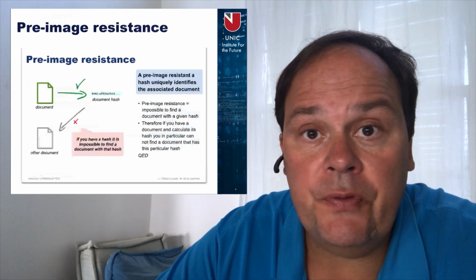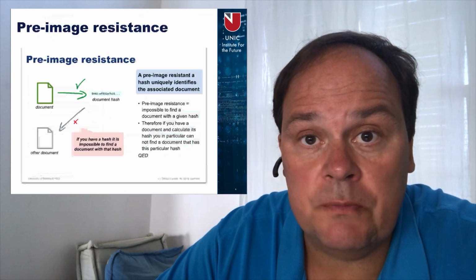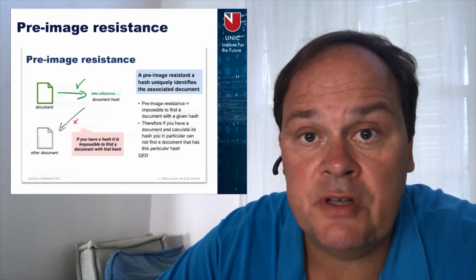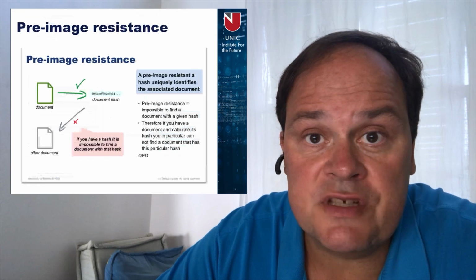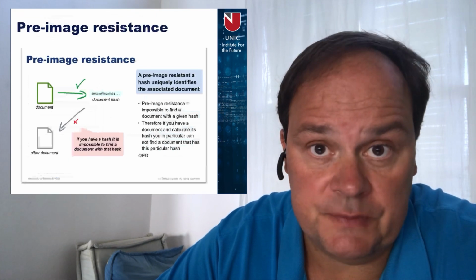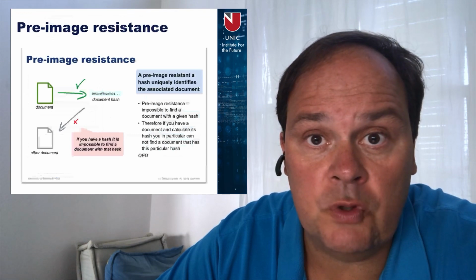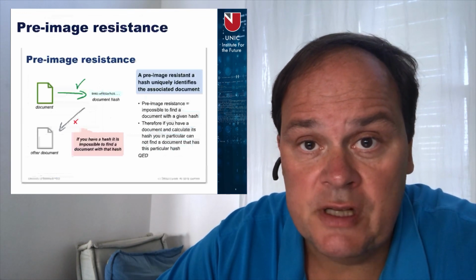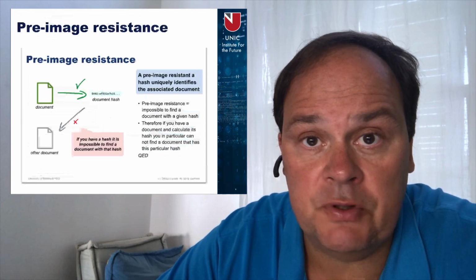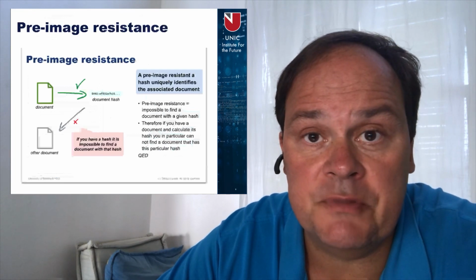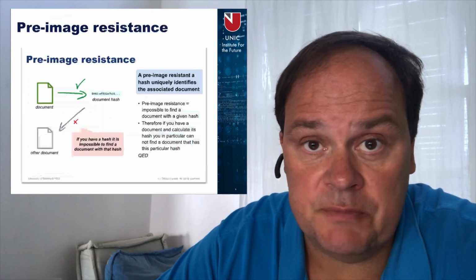So the important thing about hash functions is what is called pre-image resistance and second pre-image resistance. So pre-image resistance means you can't reverse it. So when you have a hash, the only way of finding out what produced this hash is literally going through every single possible document. And obviously, as soon as the number of documents gets big, this is impossible.